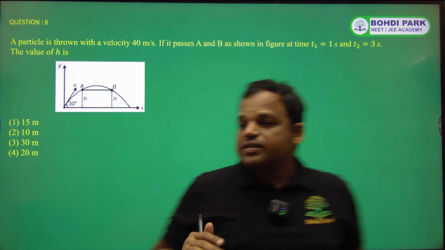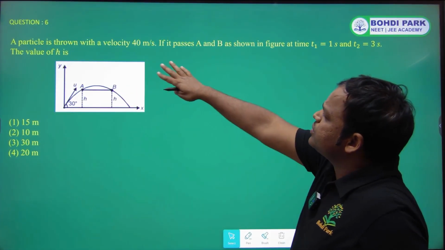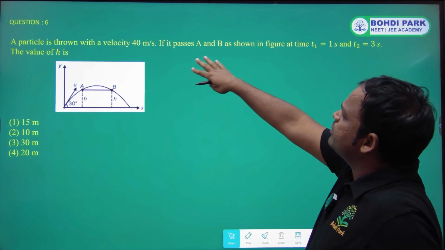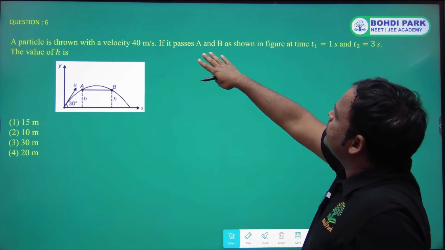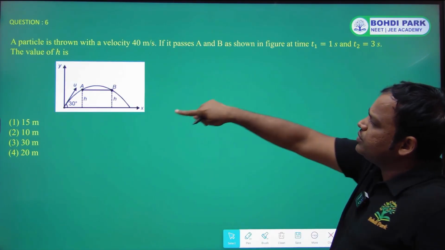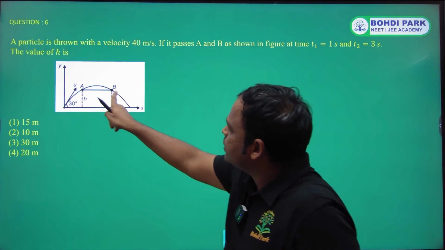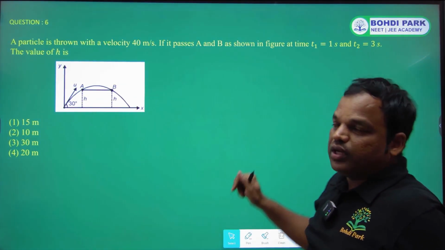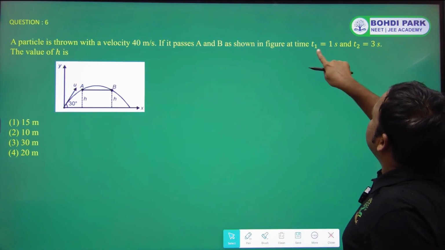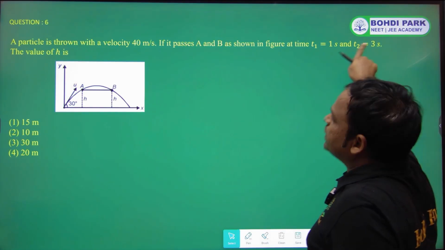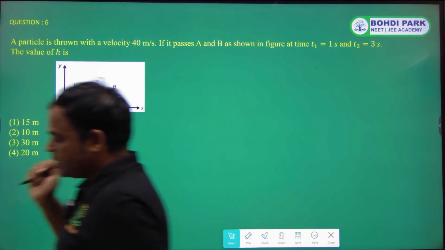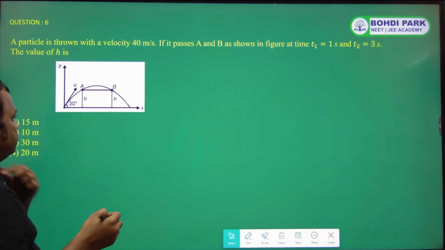Now look at this sixth question. A particle is thrown with velocity 40 meter per second. If it passes A and B as shown in the diagram, this is the projectile path or the parabola. At time t1 and t2, which is 1 second and 3 second, what is the value of h?